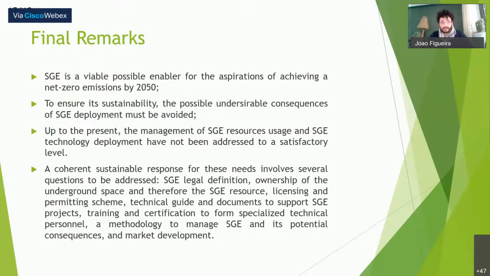So as final remarks, this more or less resumes what I've been saying. Shallow geothermal is one answer we can have towards our climate change fight, but it has consequences and we need to manage it. And I just proposed some good practices that we could learn from.